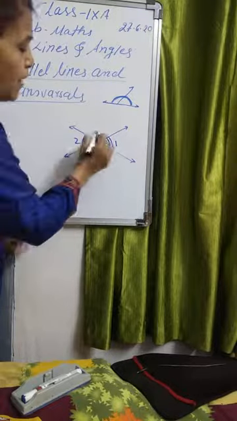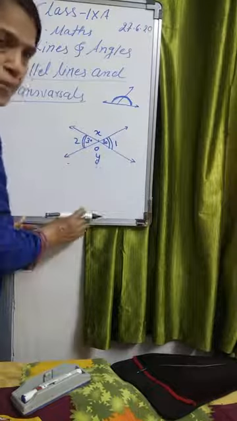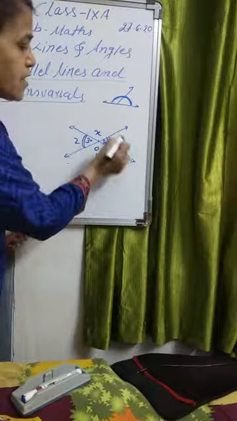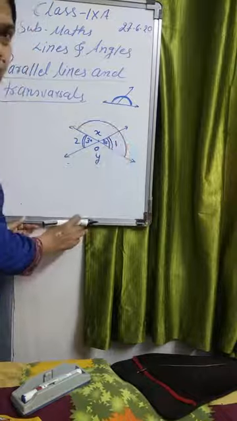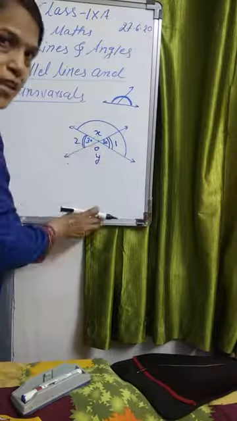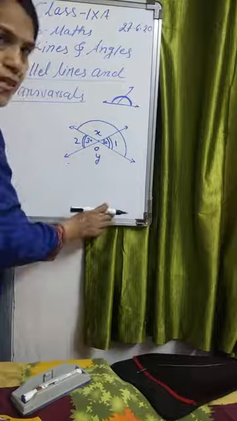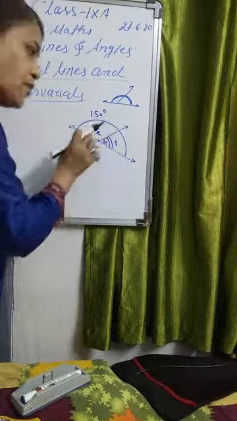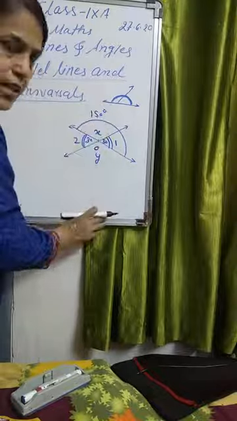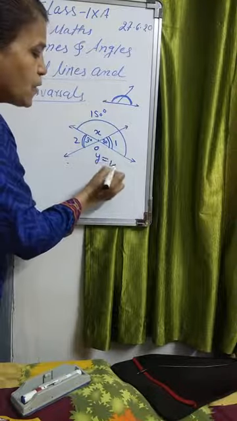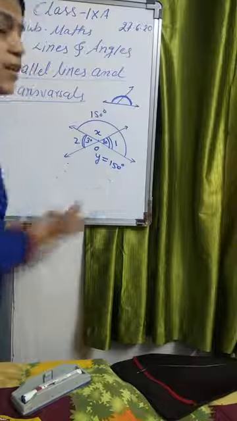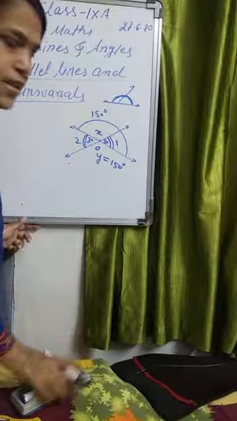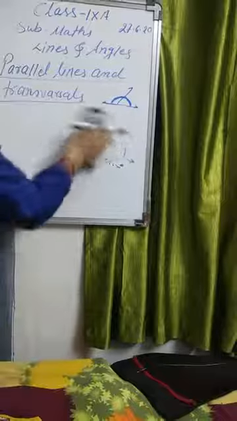Then how can you find the value of x and y? This angle is 30 degree, then this is the linear pair, means the sum of these two angles is 180 degree. One angle is the 30 degree, then another angle will be 150 degree. And if the value of x is 150 degree, again the value of y is equal to 150 degree, because the vertically opposite angles are always equal. Is it clear?